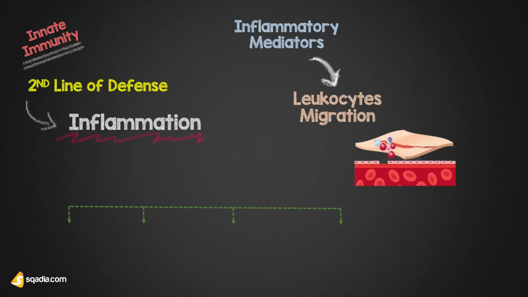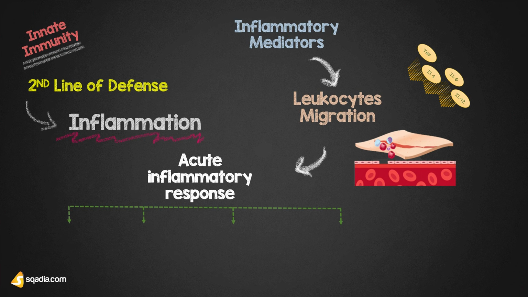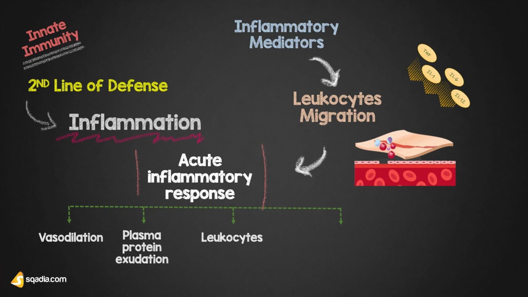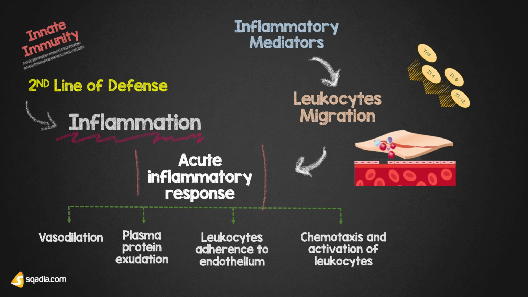After release of inflammatory mediators, the leukocytes that are charging along in the blood vessels need to be redirected to migrate into the inflamed site. So, once leukocytes have migrated towards the site of inflammation, the acute inflammatory response is initiated. Locally, the acute inflammatory response includes vasodilation, exudation of plasma proteins that leads to edema, leukocyte adherence to endothelium by the help of various chemicals and receptors, chemotaxis and local activation of leukocytes.